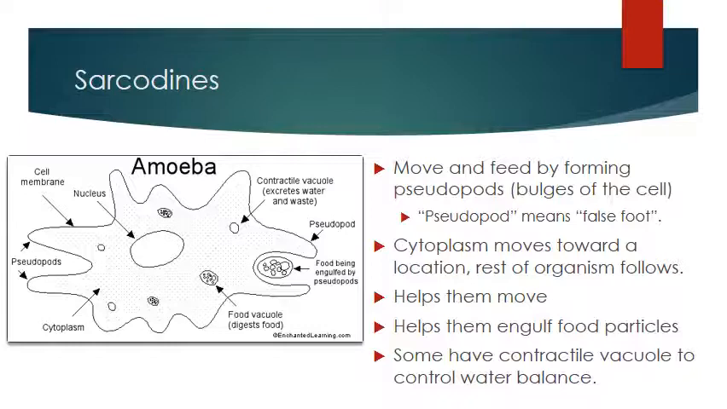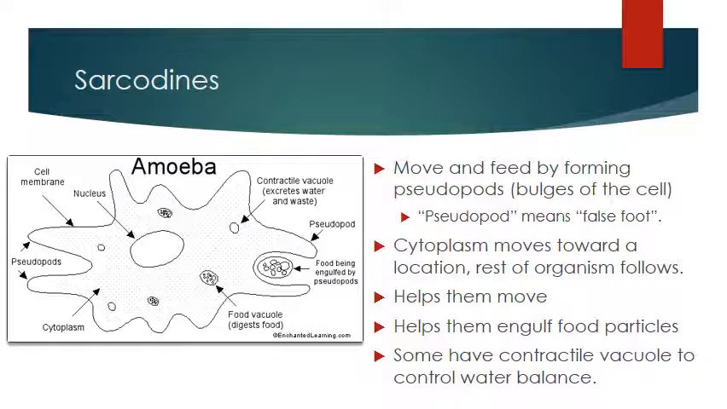For example, amoebas use pseudopods to move away from bright light. And sarcodines also use pseudopods to trap food. The organism is able to extend a pseudopod on each side of the food particle. The 2 pseudopods then join together, trapping the particle inside.